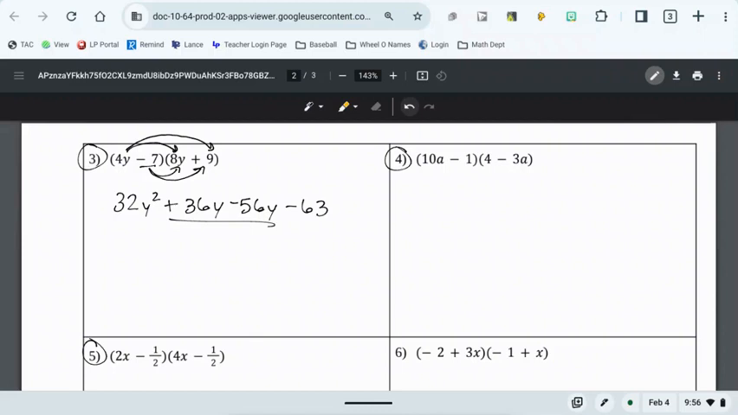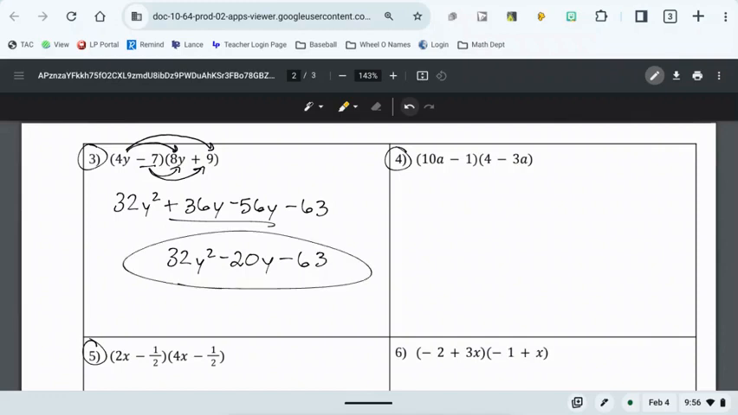And now we look to combine like terms. 32y squared. And we're going to get negative or minus 20y minus 63. All right, let's take a look at number 4. Same process. First term times first term gives us 40a. Then we do 10a times negative 3. It gives us negative 30a squared.